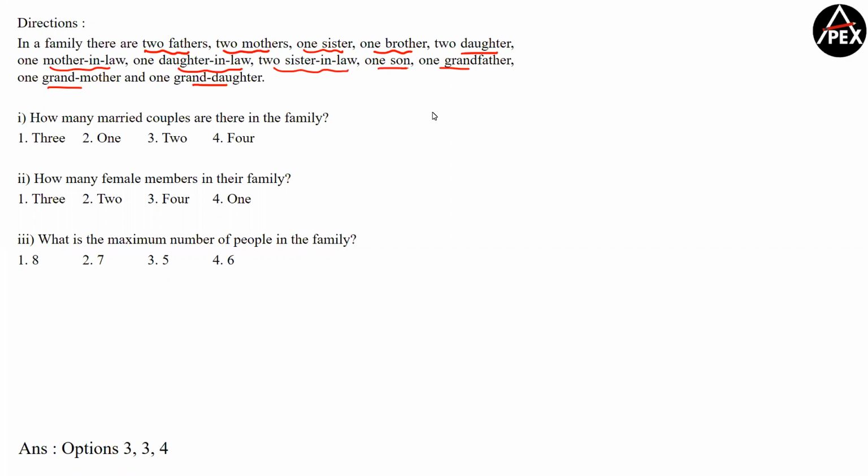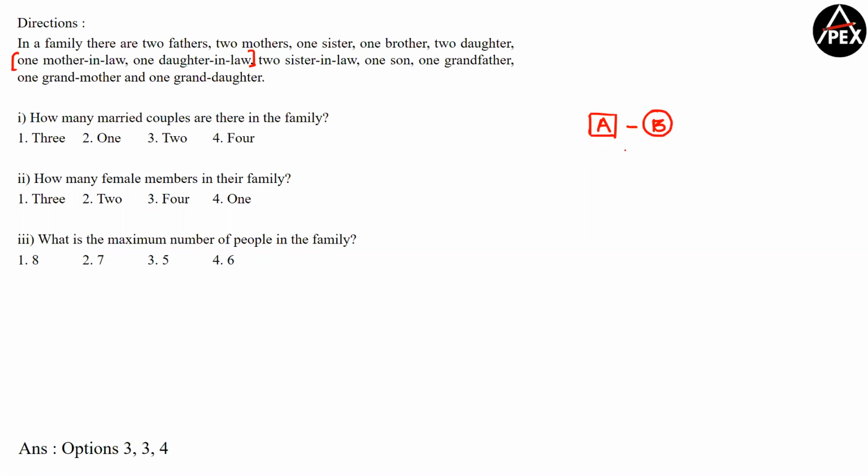Now, in a family, there are two fathers. So, I will start with this one mother-in-law and one daughter-in-law. Okay, one mother-in-law and one daughter-in-law. So let us say A and B are a couple.